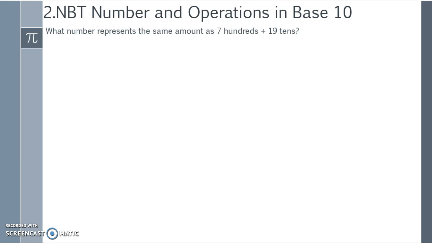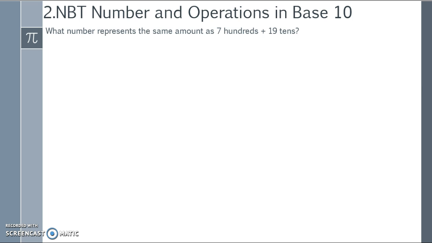What number represents the same amount as 7 hundreds plus 19 tens? Pause the video, try to work this out on your own, and come back to see how you did. You can either draw a sketch on paper or use one of our virtual manipulatives to help you.